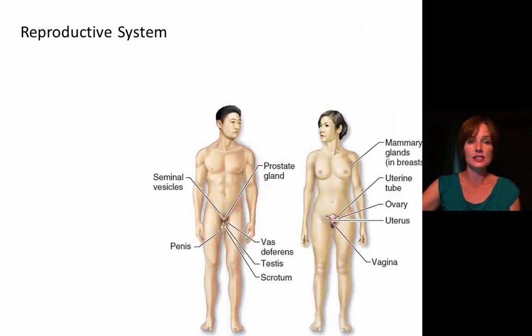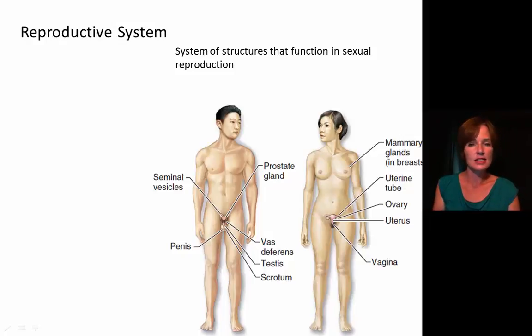The last system that we're going to introduce here, the last organ system, is kind of a two-part system depending on whether we're talking about males or females, and this is the reproductive system. The reproductive system is a system of structures that function in sexual reproduction. So if it's a male, the system is going to be different from if we're talking about a human female.